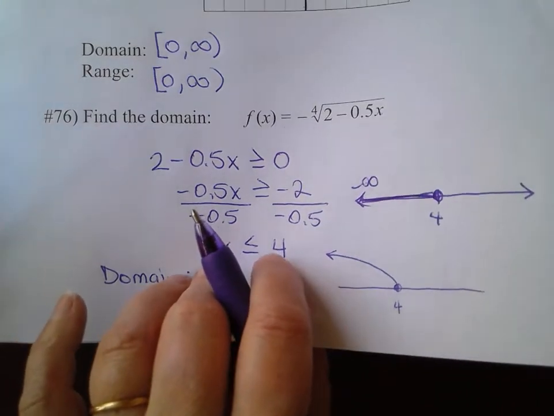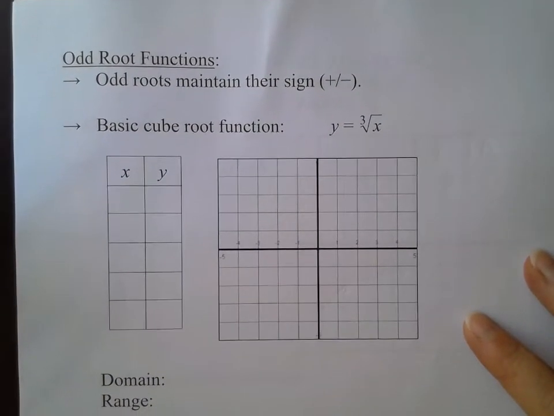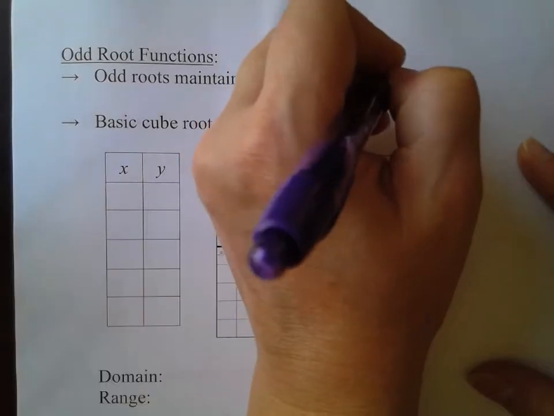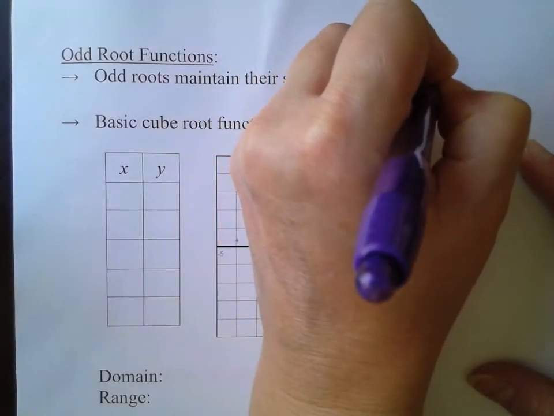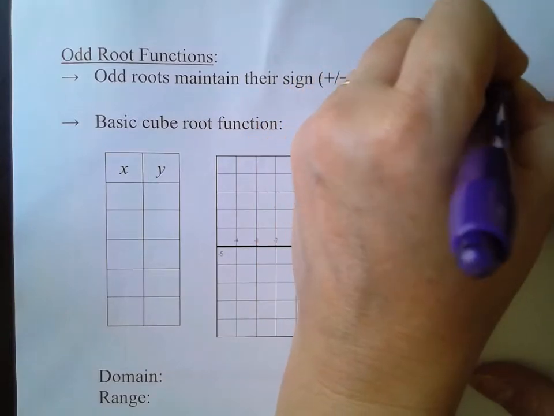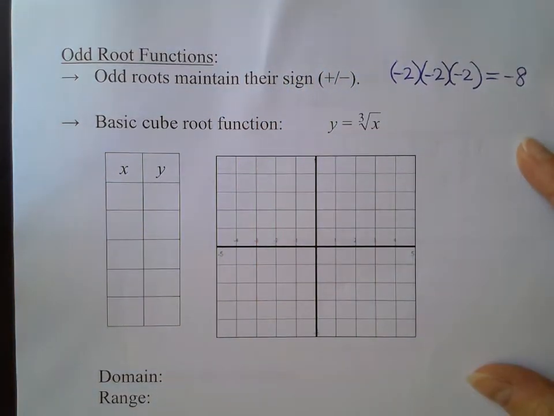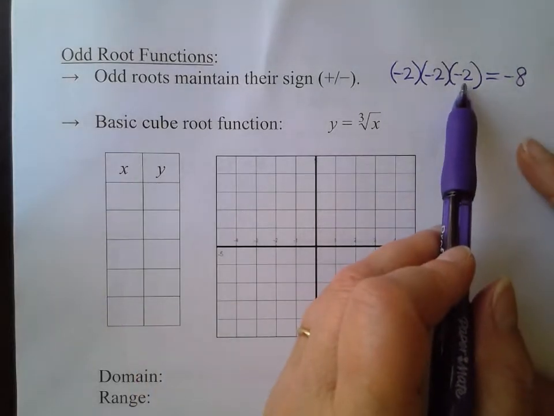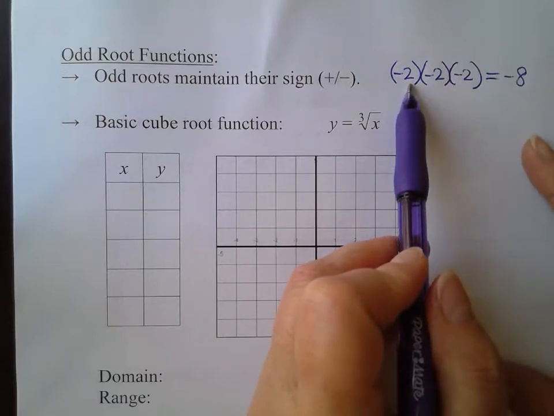Okay. What about odd roots? Odd roots maintain their sign. So if I plug in something negative, I get a negative y value out. If I plug in something positive, I get a positive y value out. And I'm okay to plug in a negative number for an odd root. The reasoning behind that is because if I take an odd number of negative numbers and multiply them together, I'm going to get a negative number. So I can take a cube root, say, of -8 because of this phenomenon.